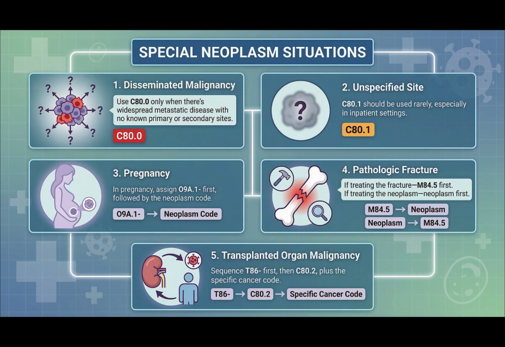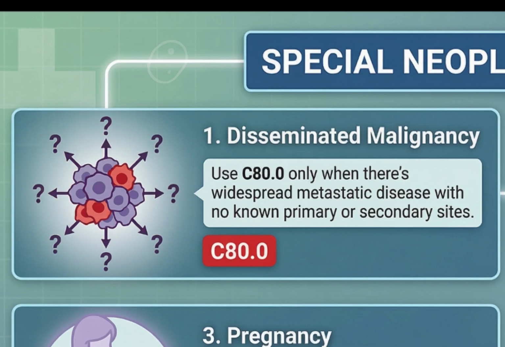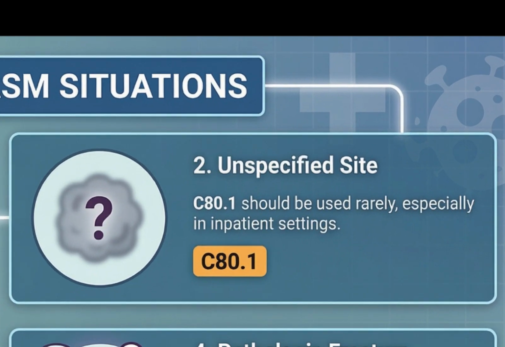Let's review a few special neoplasm situations that require extra attention in ICD-10-CM. First, disseminated malignant neoplasm. Code C80.0 is used only when there is widespread metastatic disease and no known primary or secondary sites are identified. It should never replace specific site coding when that information is available. Next, malignant neoplasm of unspecified site. Code C80.1 should be used rarely and especially avoided in the inpatient setting whenever possible.